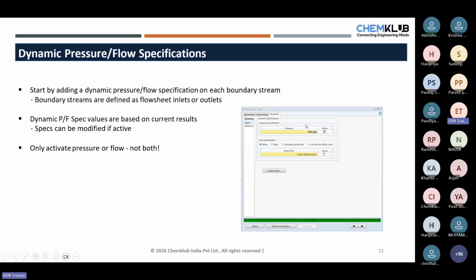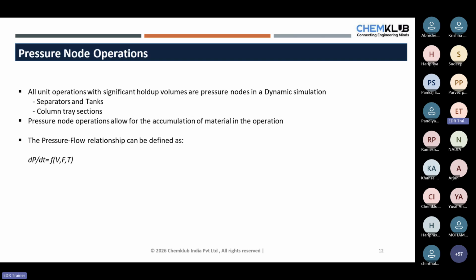So if you specify pressure and flow both simultaneously, then it gives a wrong signal, basically a conflicting signal, to the software, and it is not able to decide whether the flow is correct or whether the pressure is correct, and that is not permissible. If you see the latest versions of ISIS, it will give you an error before it solves the dynamic simulation.